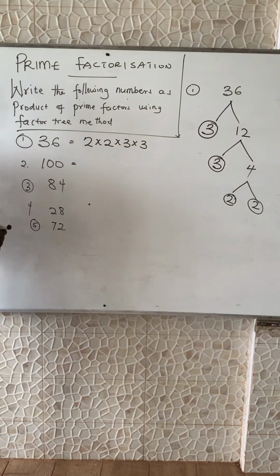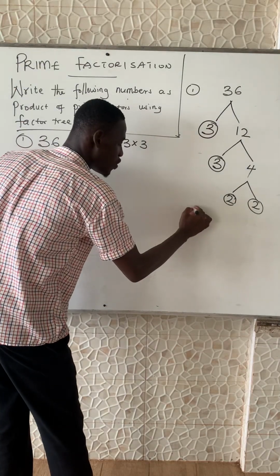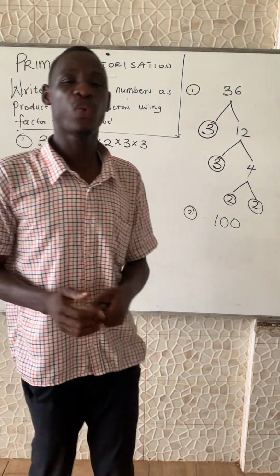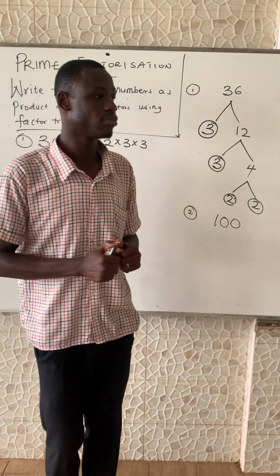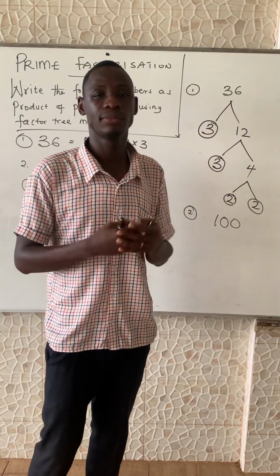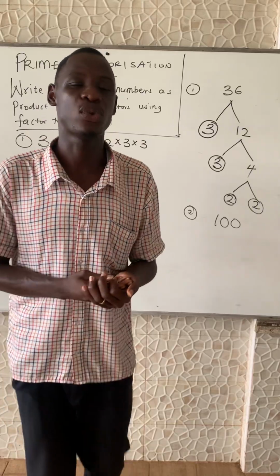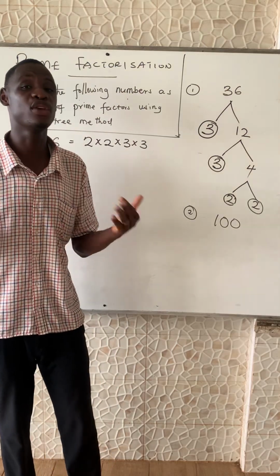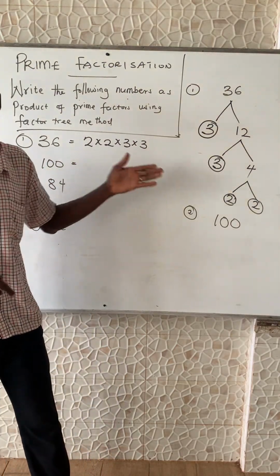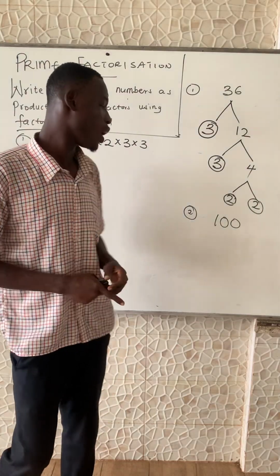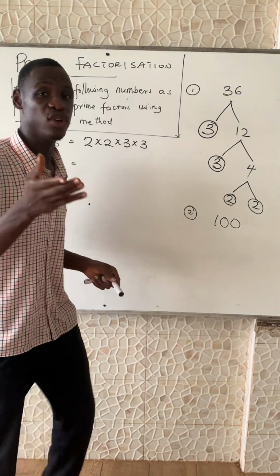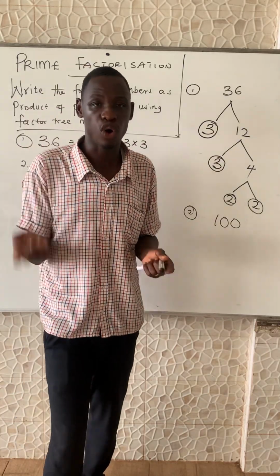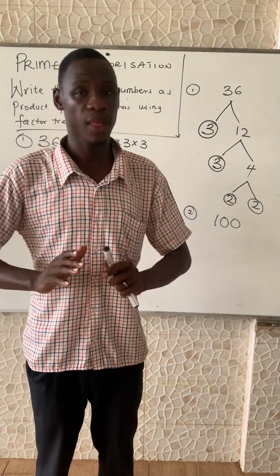We have 100. So using the factor tree method, let's go back down to 100. So we ask ourselves, which two numbers are multiplied to give us 100? Then I have 10 times 10, 2 times 50, 4 times 25, 5 times 20. You can use any of them. Don't forget that any of them that you use, you still arrive at the same set of prime factors. Alright, so I'm going to use 10 times 10. You can use 4 times 25, or 5 times 20, or 10 times 10, or 2 times 50. Any of them will give us the same answers.